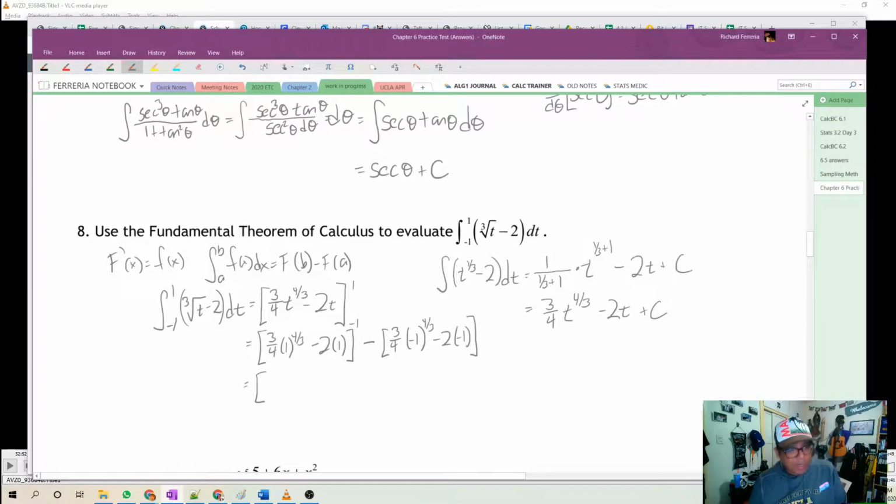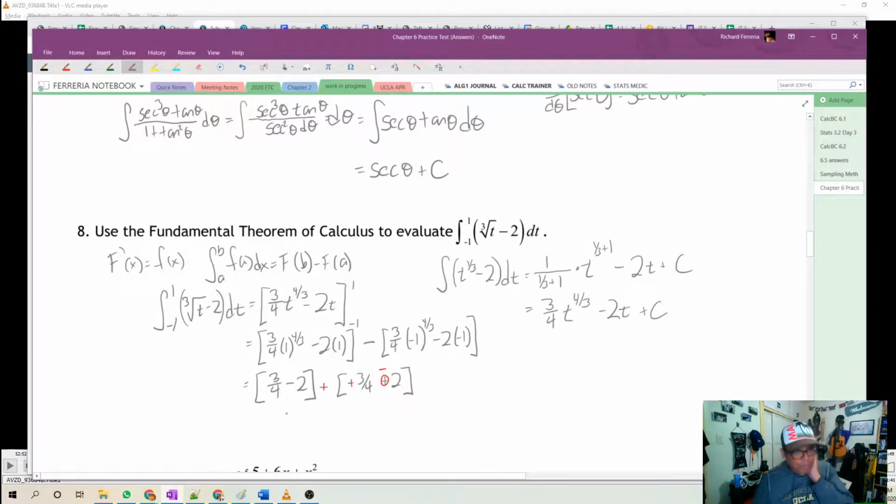All right, what do we have here? The 1 to the 4/3 power is 1. So this is 3/4 minus 2. -1 to the 4/3 power is -1. So this is -3/4 plus 2. And let's see how this works. Well, no, let's be very deliberate with our algebra. We're going to make that a plus sign. We're going to make that a plus sign. We're going to make that a minus sign.